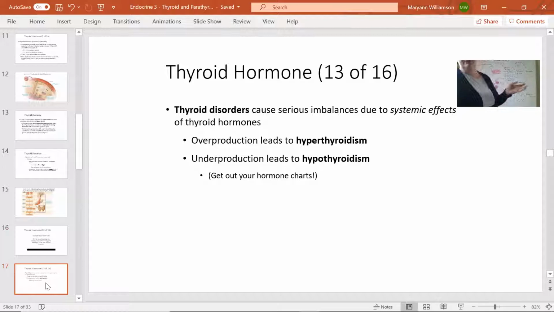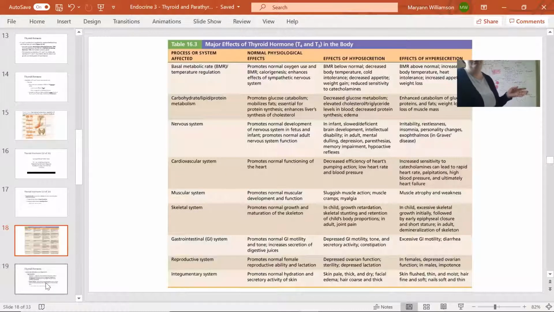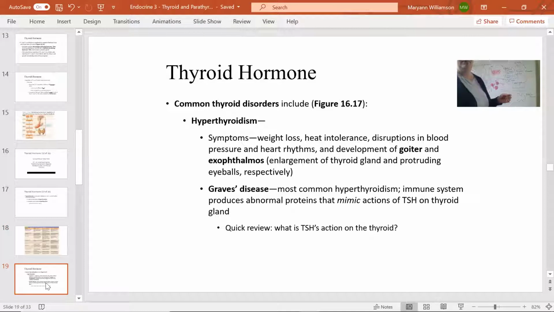All right, so different conditions: hyperthyroidism, hypothyroidism. You guys have probably heard of these. Hyperthyroidism, or one form is Graves' disease, where the immune system mimics TRH, TSH. So it's stimulating the thyroid. So what's going to happen here? You're going to get thyroid stimulation, not from the pituitary, but from the immune system. And the person would make a lot more thyroid hormone.